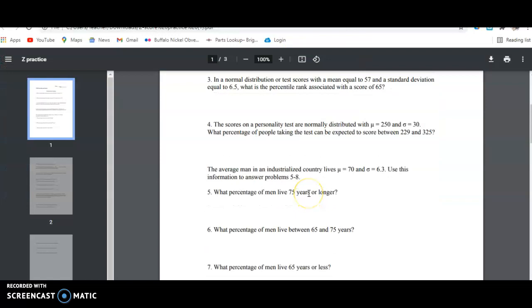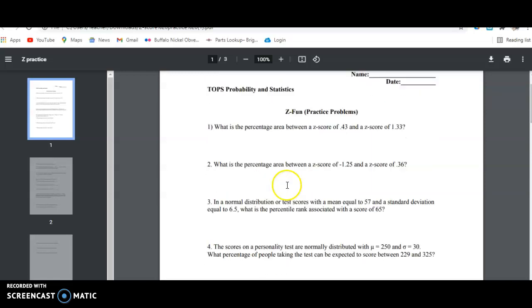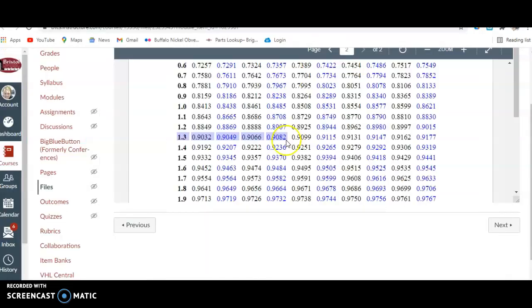Most of the problems on this practice sheet, I think, are identical to that. It's just asking you for different things. Sometimes you have to calculate the Z-score, like on number 4, in order to get the percentages. But yeah, if you're given the percentage, you can look at the Z-score table and find that percentage and then work backwards to get a Z-score. If you're given a Z-score, then you can use the table to find the percentage. So that's how the Z-score table is useful.